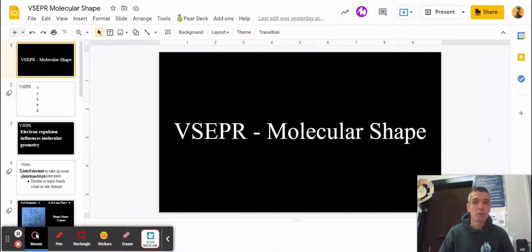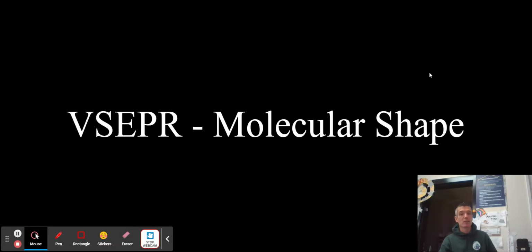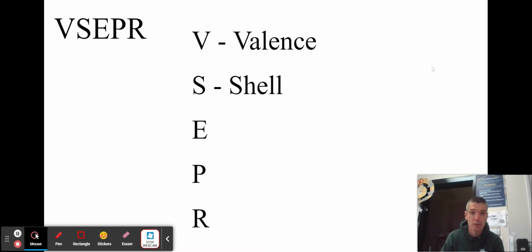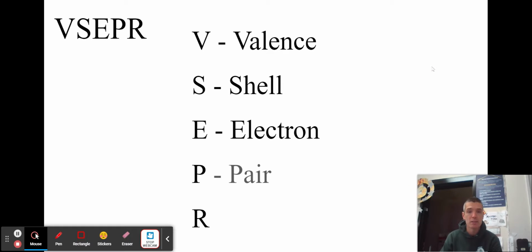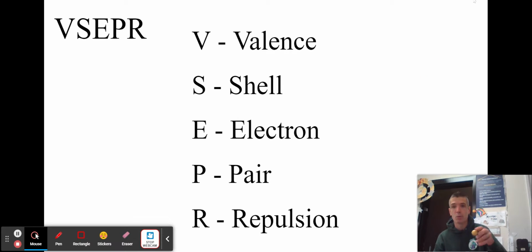Hey everybody, today we're going to talk about molecular shape using VSEPR theory. VSEPR is an acronym, and it stands for valence shell electron pair repulsion. VSEPR theory is about a molecule and what geometry it exists at: you're going to consider how many things it's doing with both its bonds and its electron pairs.